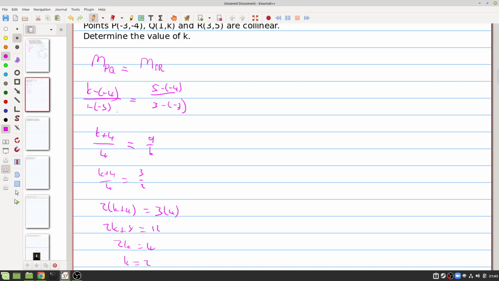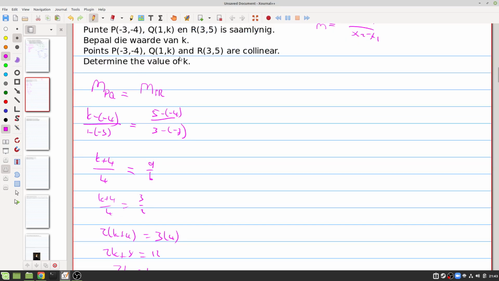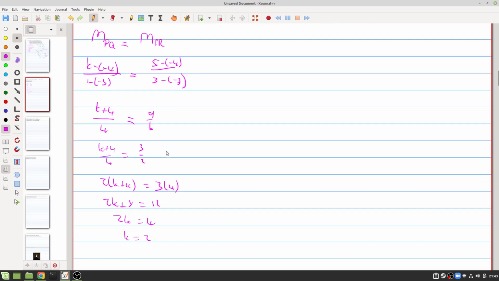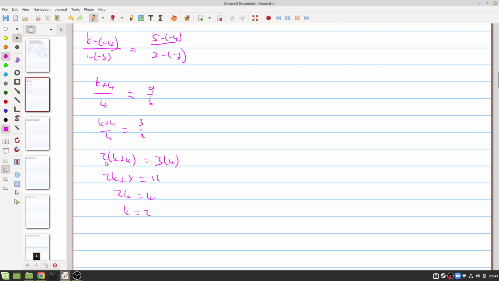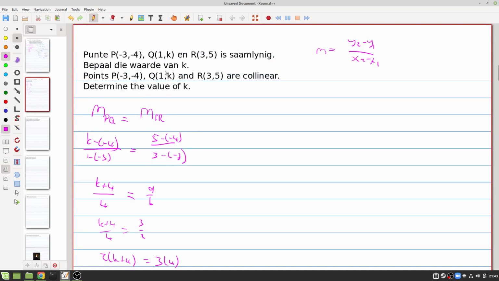Okay, just to repeat in English. We say the gradients of PQ and PR equal. So for PQ, we just get this, K minus 4 over 1 minus 3 equals, and then for PR, 5 minus 4 at the top, and 3 minus 3 at the bottom. Simplify it a little bit until we get K plus 4 over 4 equals 3 over 2, and then we just cross multiply. So 2 times K plus 4 equals 3 times 4. Multiply out, and just get K by itself, solve for K. So we get K equals 2. And you could have done any other 2 combinations. You could have done PQ and QR. That would have been the same thing. No problem.